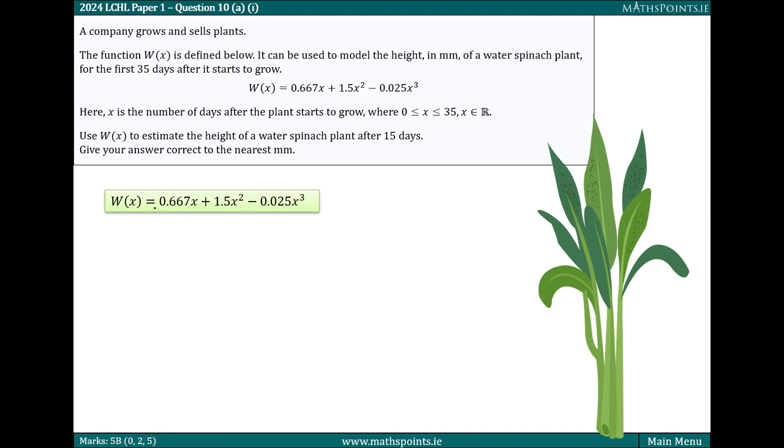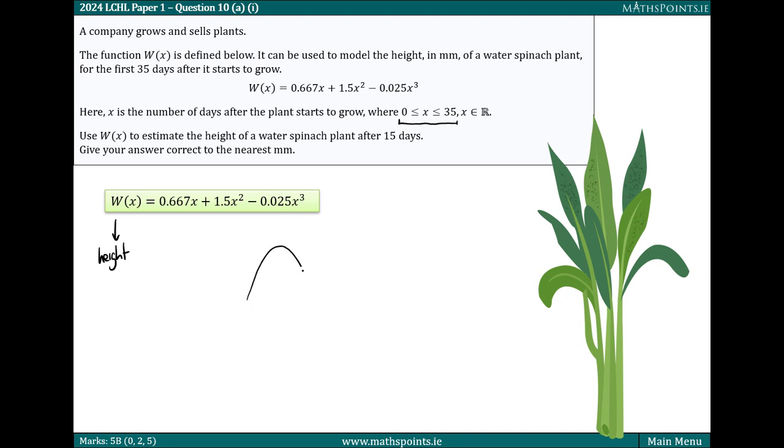Okay, so we have a function question here, and what we have is a formula where W represents the height of a spinach plant, and the height is dependent on X, where X is the number of days after the plant starts to grow. This model is only valid for 35 days, and if we wanted to get a feel for how the height was progressing over time, the first thing we could do is have a look and see that it's a cubic function.